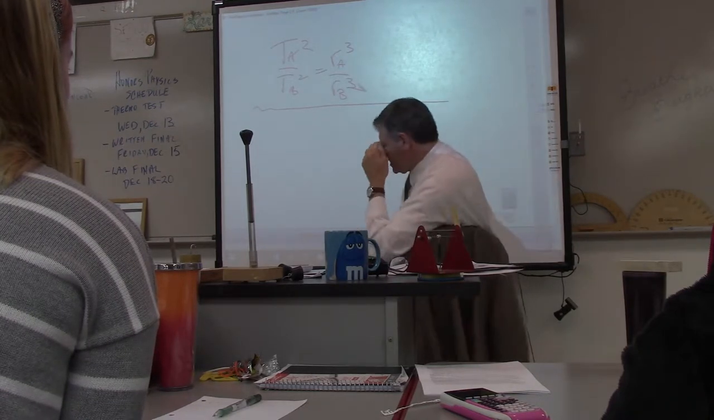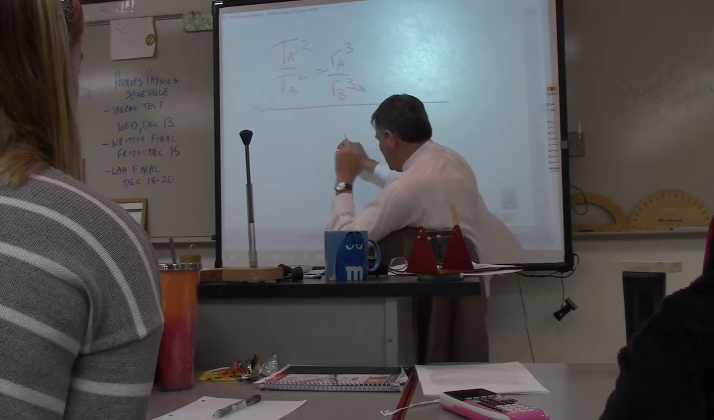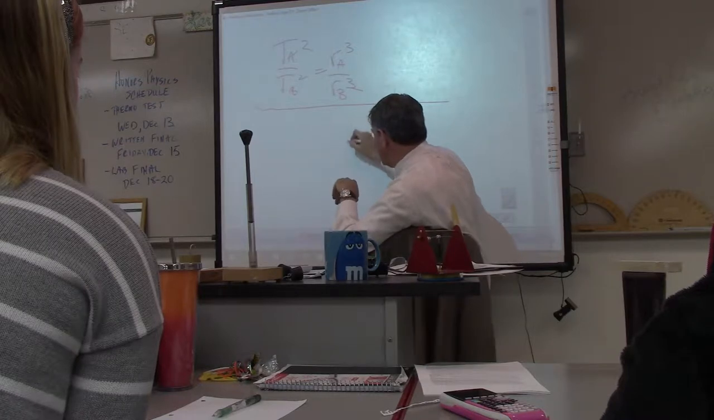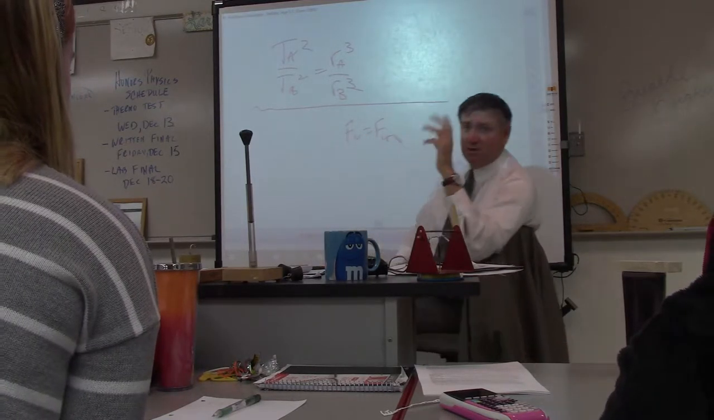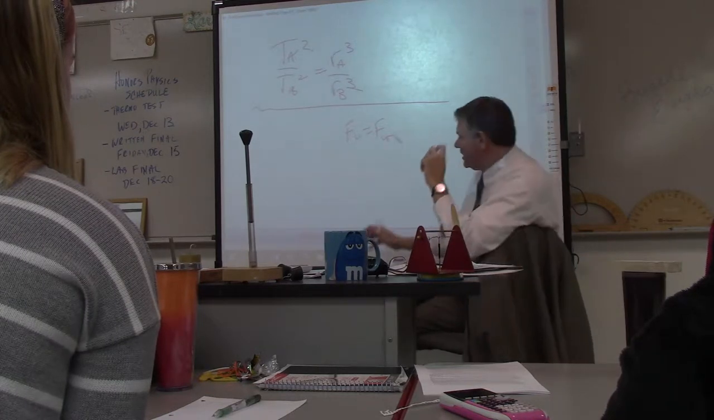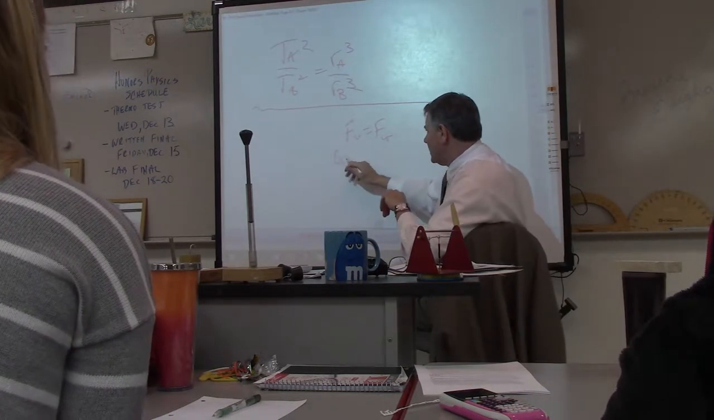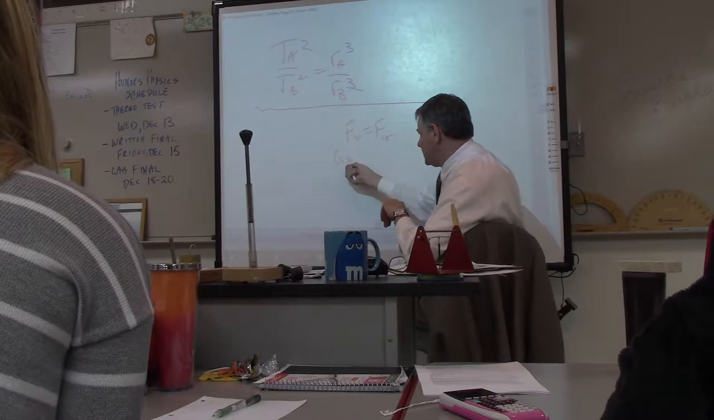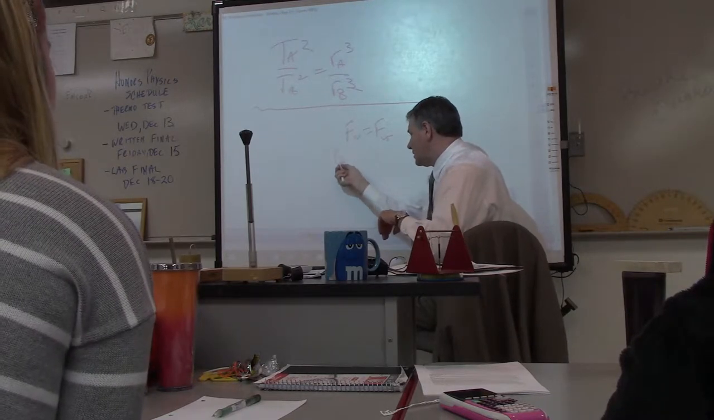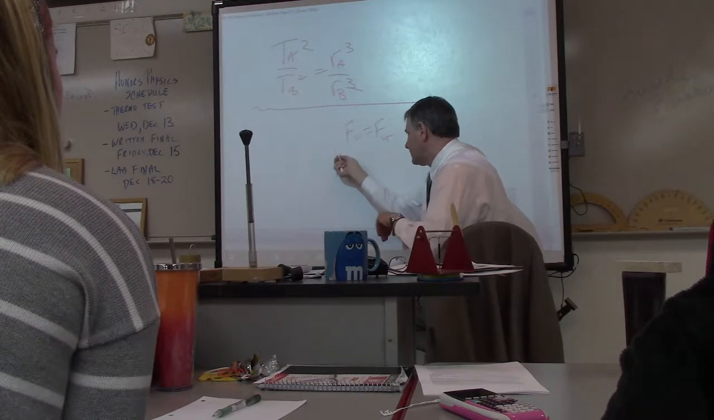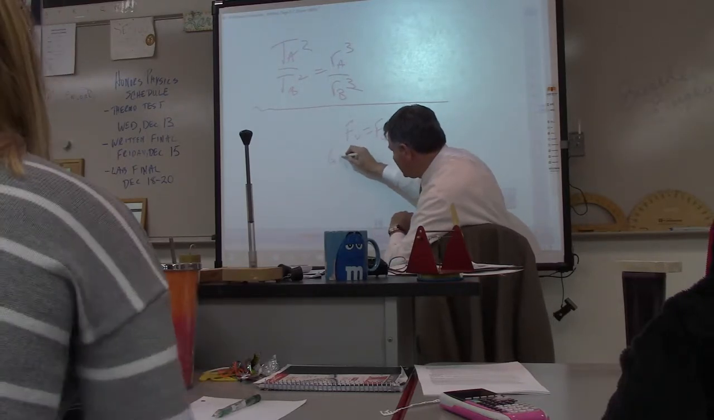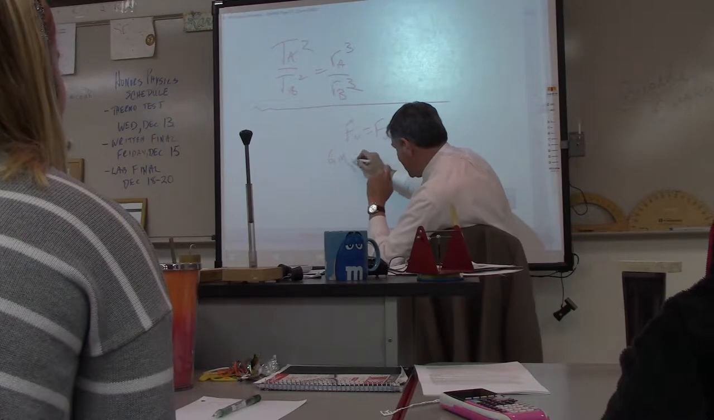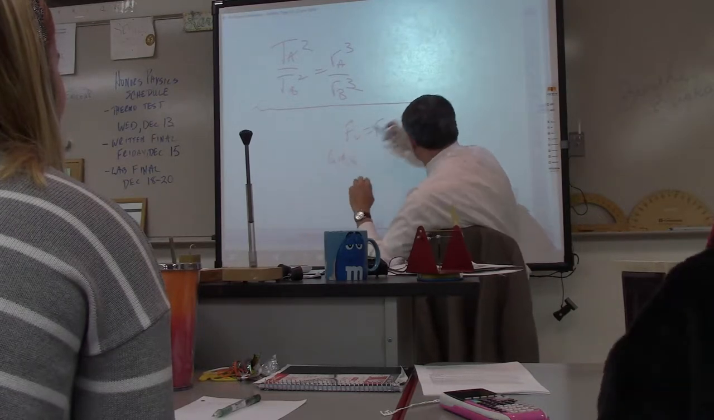Now Newton comes along and he says, wow, if you look at the idea that centripetal force is what's creating the gravitational force, that's a cool idea. He says that the centripetal force to keep it in orbit is big G times the mass of the Earth, or whatever, this is your centripetal force.